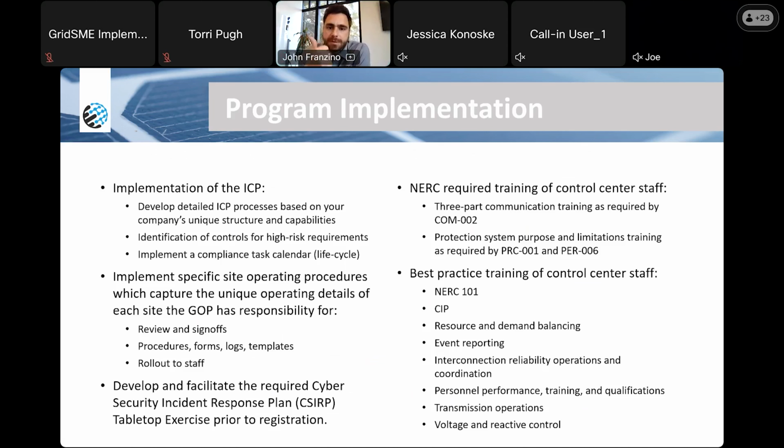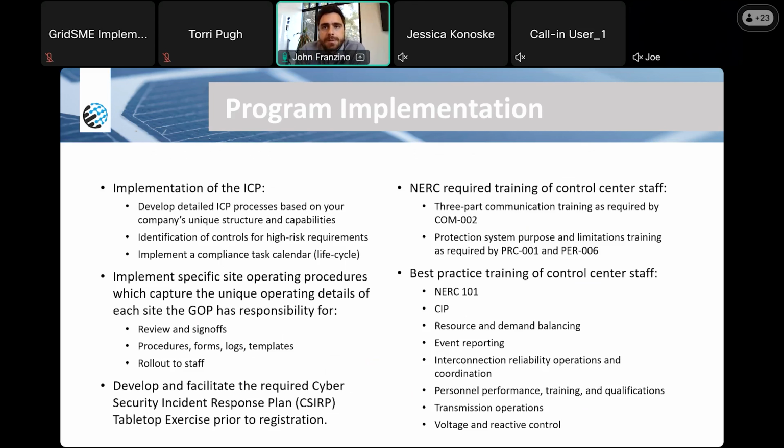Then we already talked about the 3-part COM2 training, PRC and PER training. But then there's best practice training. So we get this question a lot, and for new control centers, GOPs being established, they ask: do I need to get certified? Does the control center need to get certified itself? Do my operators need to get certified?